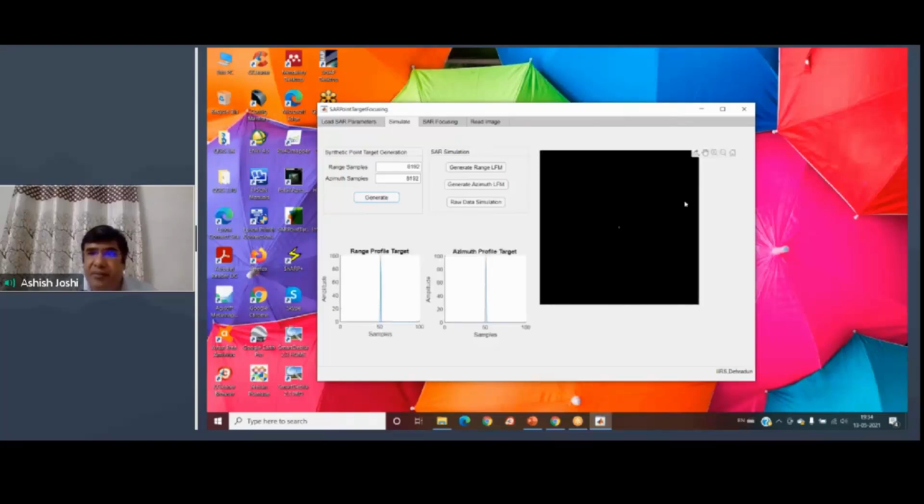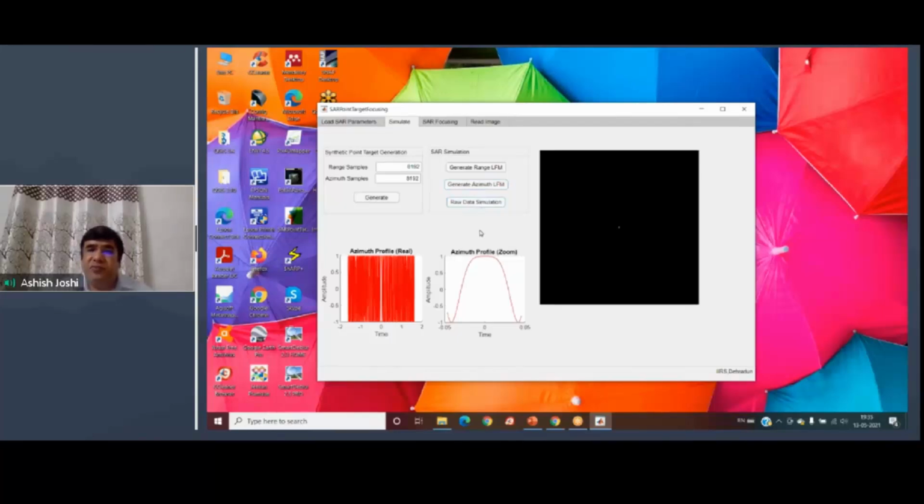So this is one 8K by 8K signal, and a point target is put in this form, and it has some energy. Now if the SAR looks at this point target and transmits the LFM, then this LFM will convolve with this target, and with the motion of the SAR, one raw data will be simulated. Now we will try to simulate the raw data. We will generate the range LFM, then the azimuth LFM, and we can do the raw data simulation.